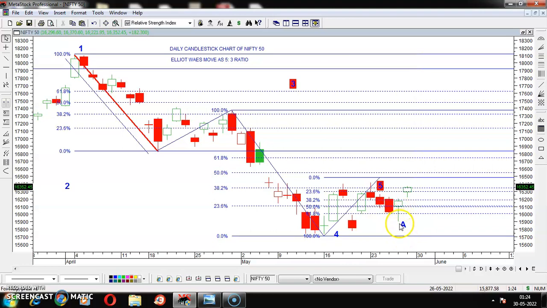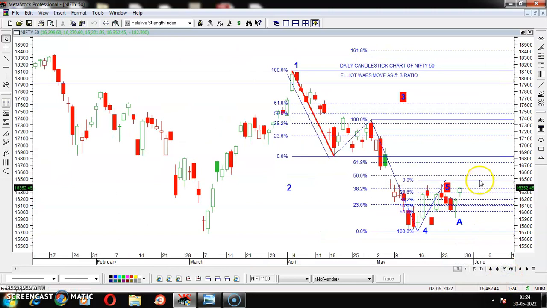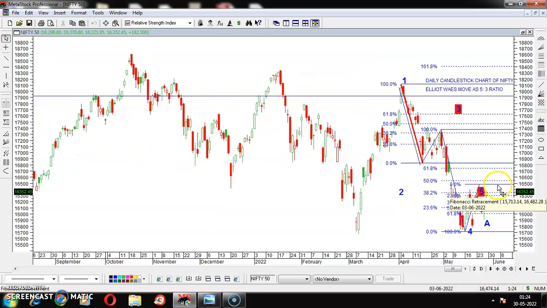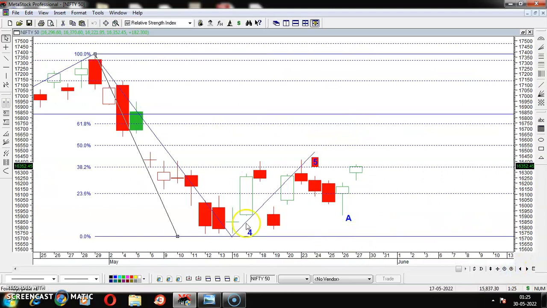It has already reached... one minute, sorry. Let me plot once more so that it will be much easier to understand. Let me erase this one first. Okay, now you see, I have already plotted the fifth impulsive wave. So now this is the fifth impulsive wave, and this is the fourth.